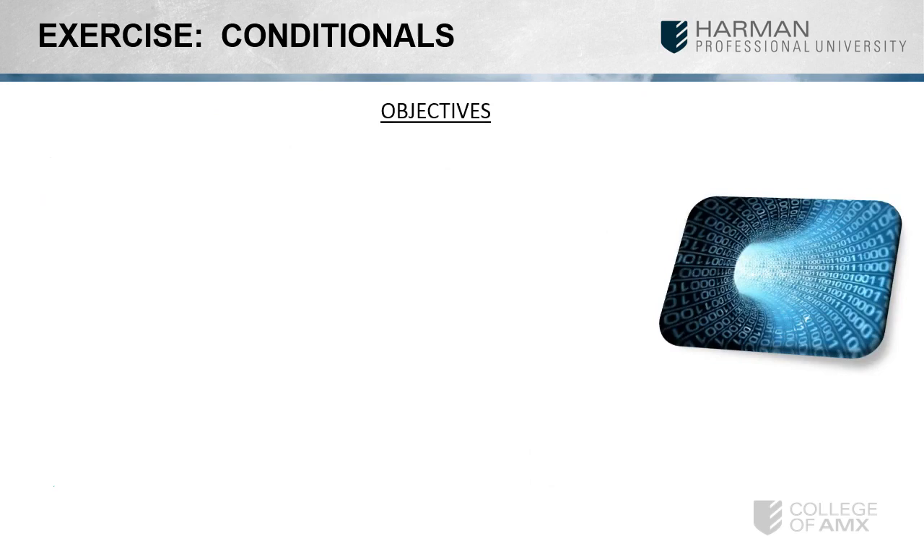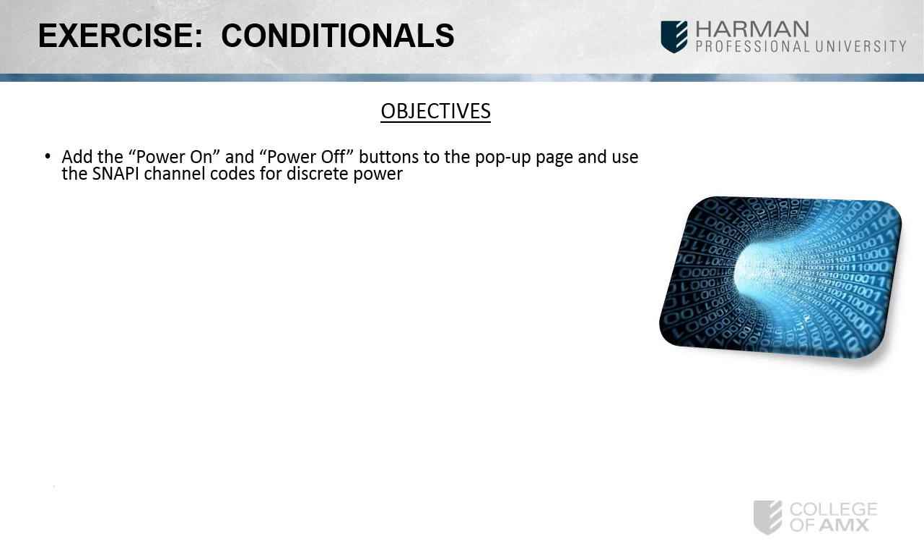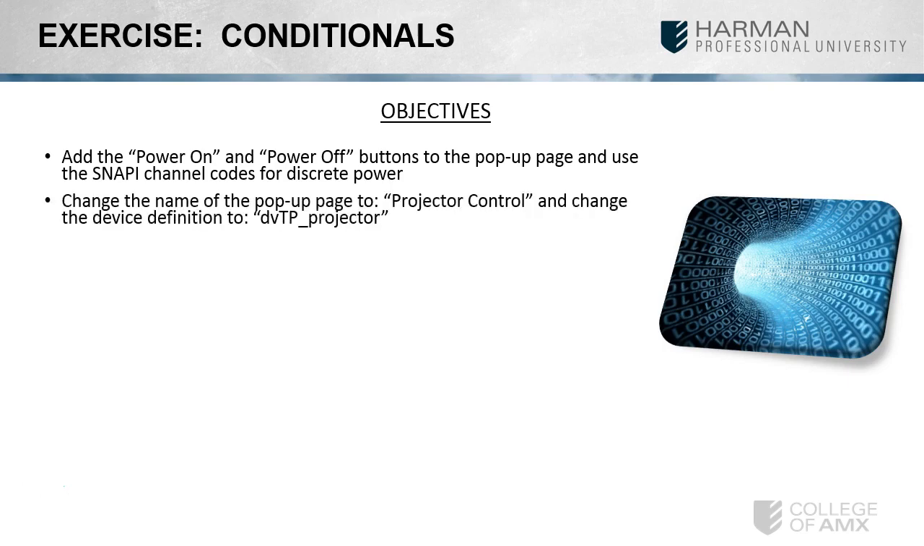Here are the details. In the touch panel file, add a power on and a power off button to the projector lift pop-up page. Since we are now controlling a projector, let's rename this page Projector Control instead of just Projector Lift. Be sure to change the touch panel device definition. Name it DVTP_projector instead of DVTP_lift.